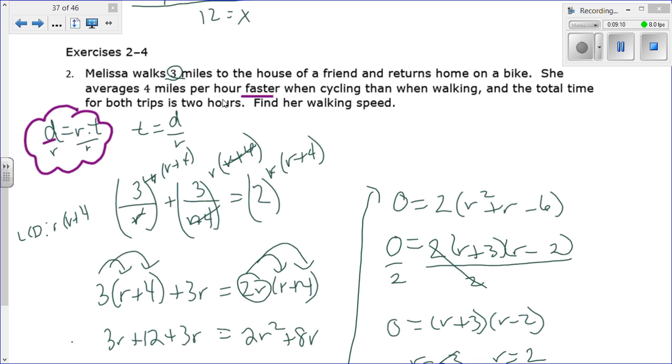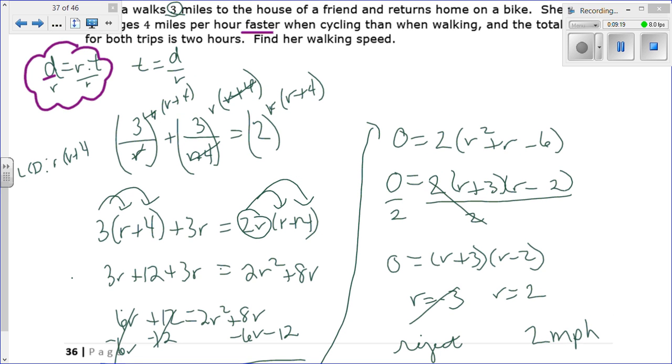So my LCD is r times r plus 4. So multiply everything by r times r plus 4. In the first fraction, the r's cancel out. So I'm left with 3 times r, the quantity r plus 4. In the second fraction, r plus 4 cancels out. So I'm just left with 3 times r. And on the other side, nothing cancels out. So I have 2r times r plus 4.